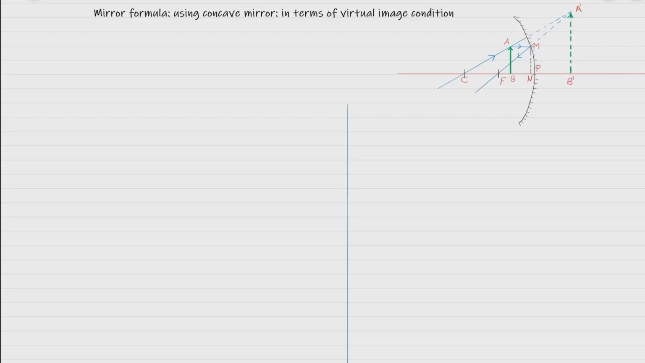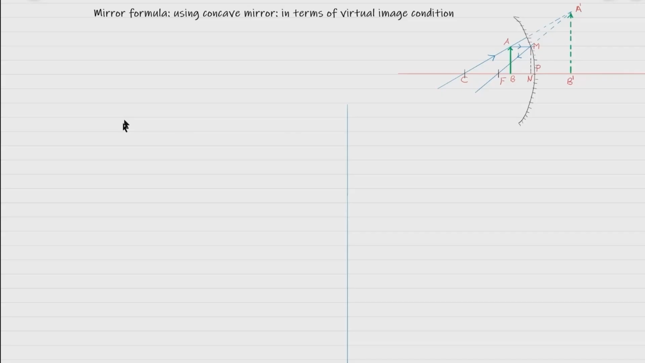So let's get started. For our completeness, I have already made a figure alongside. Let us acquire some information regarding our figure. Here we can see an object AB is placed between the principal focus and the pole of the mirror. In this condition, a concave mirror always forms a virtual image, which is A dash B dash. We can see it here in the figure.